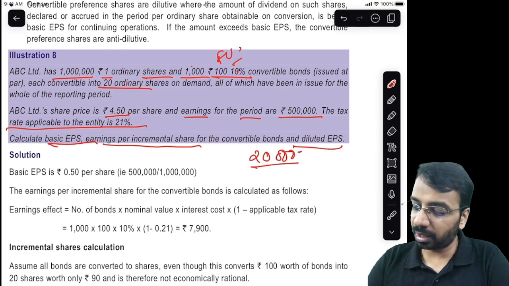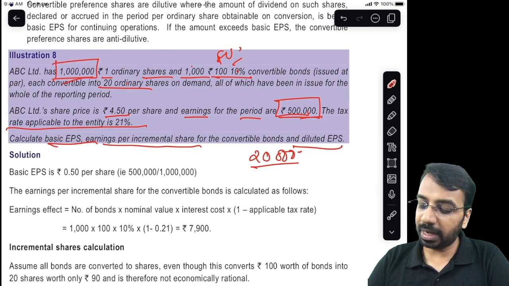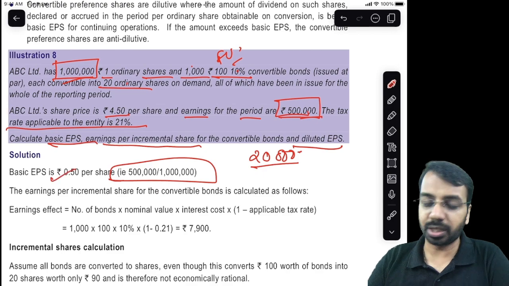How is the basic earnings calculated? 5 lakhs is the earnings. Number of shares, how much? 10 lakhs. So 5 lakh divided by 10 lakh, the basic earnings per share is 0.5.